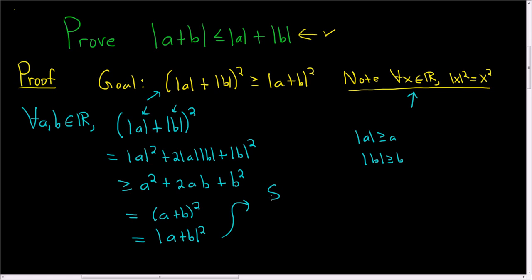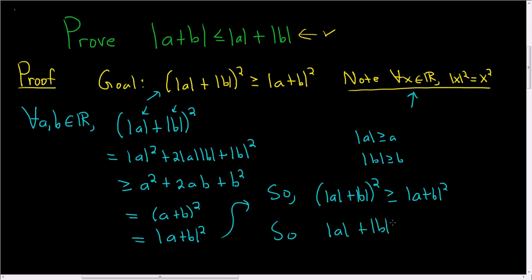So we've shown that the absolute value of a plus the absolute value of b, the whole thing squared, is greater than or equal to the absolute value of a plus b squared. So now if we take the square root, we end up with the absolute value of a plus the absolute value of b greater than or equal to that. That is, writing it backwards, the absolute value of a plus b is less than or equal to the absolute value of a plus the absolute value of b. And that completes the proof of what's called the triangle inequality.